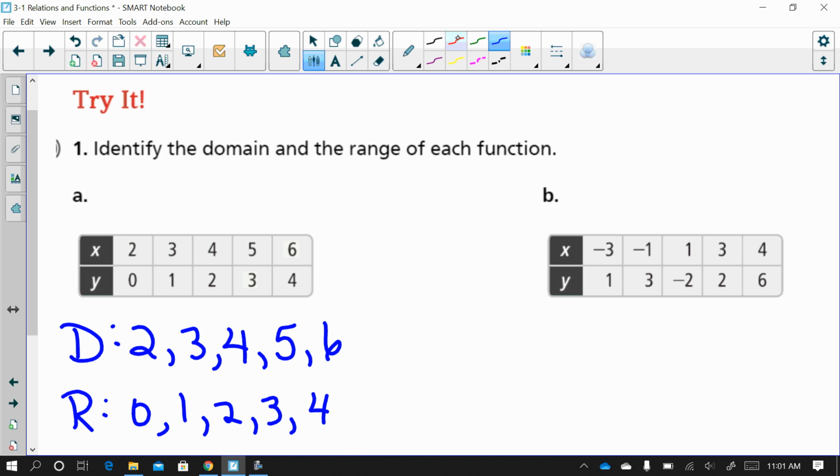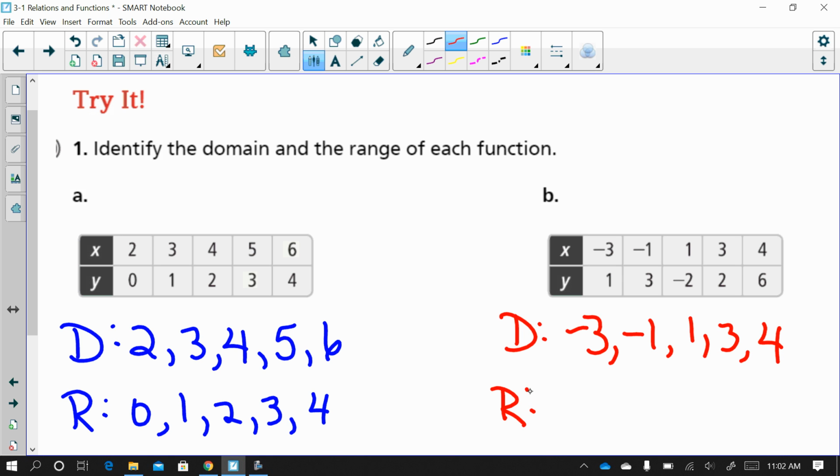Pause the video, try letter B, please. Okay, letter B is the exact same thing. Domain, and usually with domain and range, we like to list them least to greatest, so smallest to biggest. So -3, -1, 1, 3, and 4. Again, notice none of them repeat.